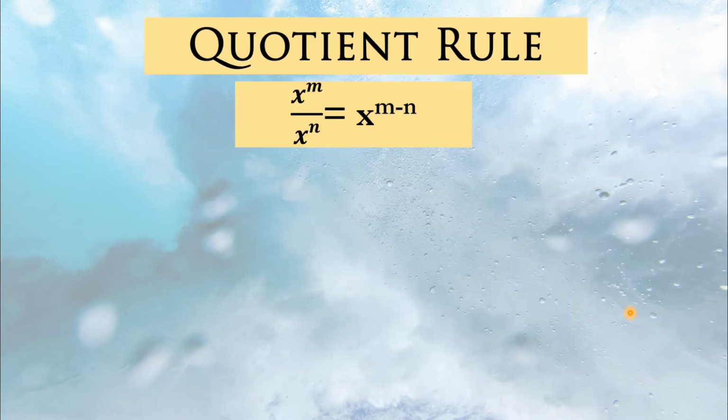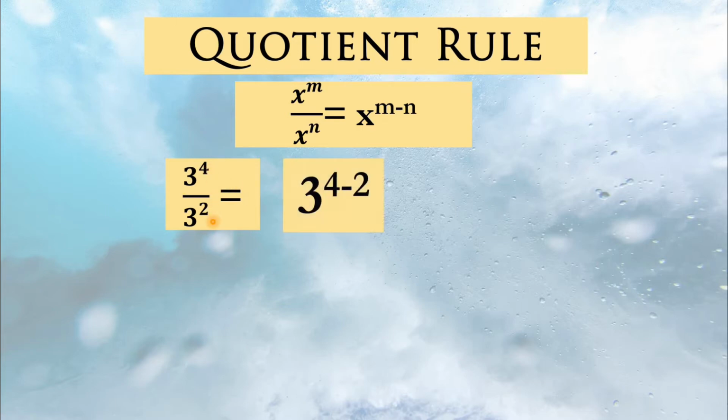Okay, let's go to the examples. First one, 3 raised to 4 over 3 raised to 2 equals. So we've got the same base, we copy the base, 3, and then subtract your exponents. 4 minus 2, so we have 3 raised to 4 minus 2, so we have 3 raised to 2. 4 minus 2 is 2, and then 3 squared, you know it's equal to 9. 3 times 3 is equal to 9.